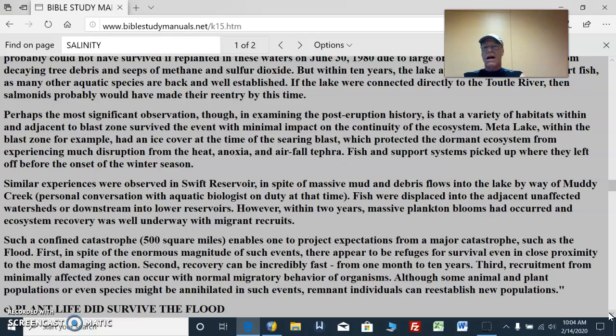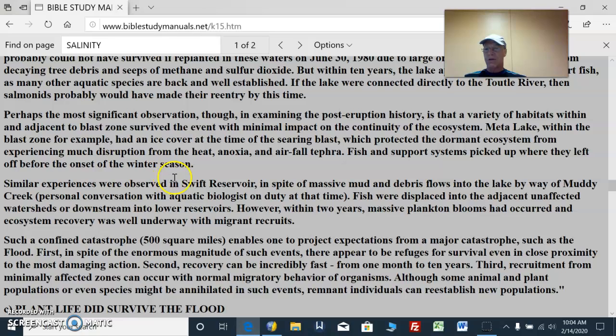Perhaps the most significant observation of Mount St. Helens, though, in examining the post-eruption history, is that a variety of habitats within and adjacent to the blast zone survived the event with minimal impact on the continuity of the ecosystem. Meadow Lake, within the blast zone, for example, had an ice cover at the time of the searing blast, which protected the dormant ecosystem from experiencing much disruption from the heat, anoxia, and airfall tephra. Fish and support systems picked up where they left off before the onset of the winter season.